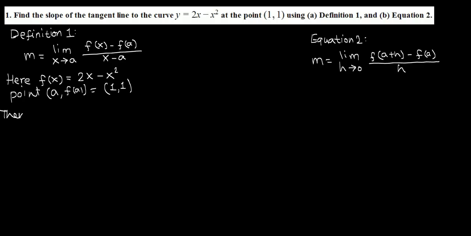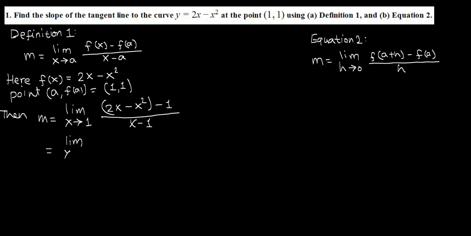Then the slope m is given by the limit as x tends to a, the number, so that's 1, of f(x), the function, which is 2x minus x squared, minus f(a), the corresponding y-coordinate for a. So f(a) is 1, divided by x minus a, which is x minus 1. Now we want to find the limit of this fraction, just like section 2.3, and we are done.